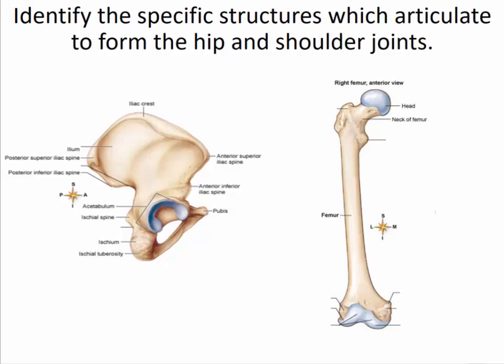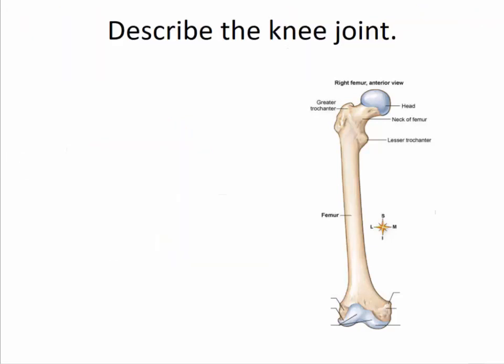Here's the neck of the femur just below the head. And then we have the greater trochanter and lesser trochanter. These are areas where tendons of muscles would attach to the femur. The lower part of the femur is where we form the knee joint, which is the connection down to the tibia that is below the femur.